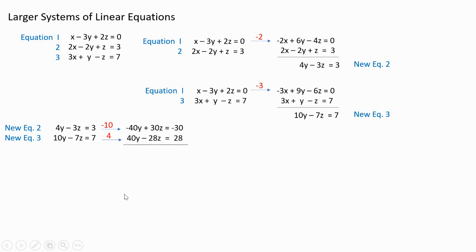If you notice, the y's will be eliminated. So I have 2z equals negative 2. Now I solve for z. We divide both sides by 2. So I know that z equals negative 1.